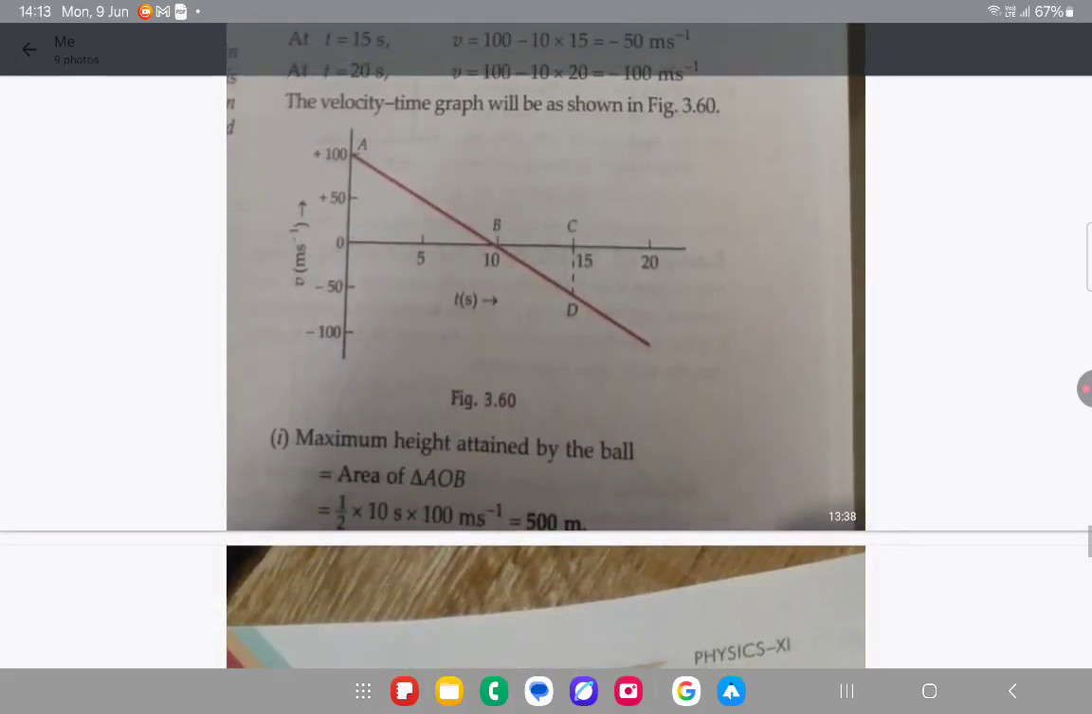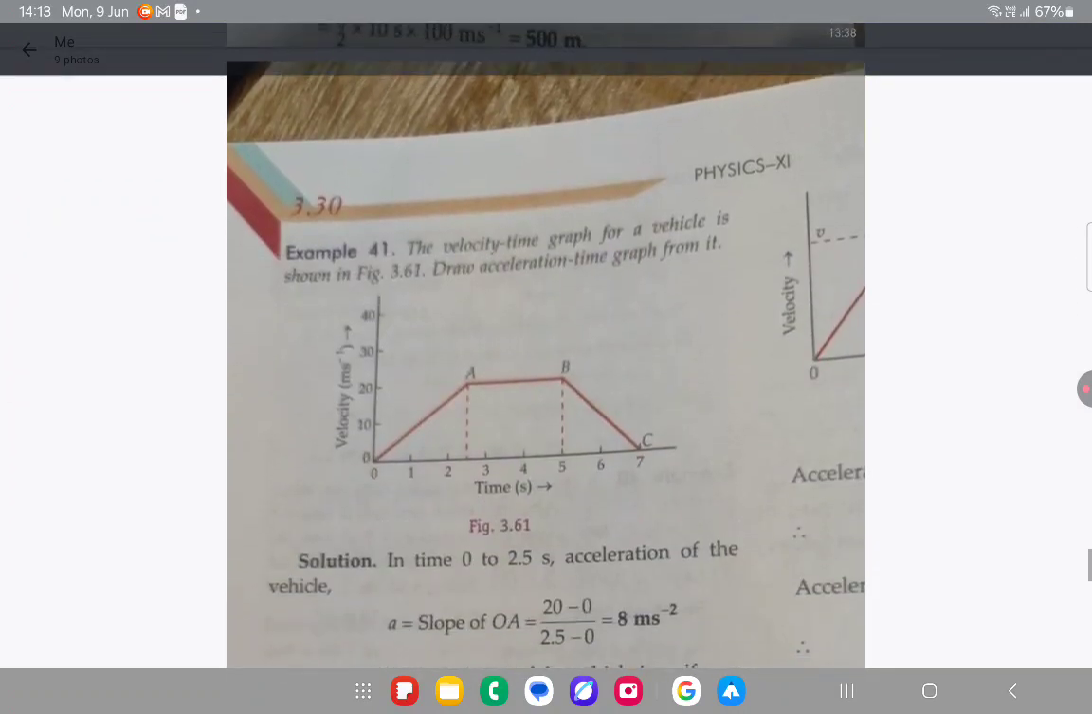So you should understand that you have to take only the first triangle, the top triangle, not the down triangle, because maximum height is determined only by the upward journey and not by the downward journey. So let's go to the next question.